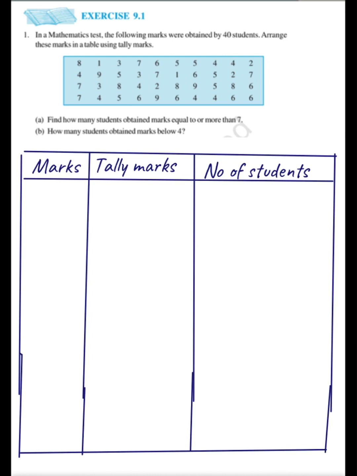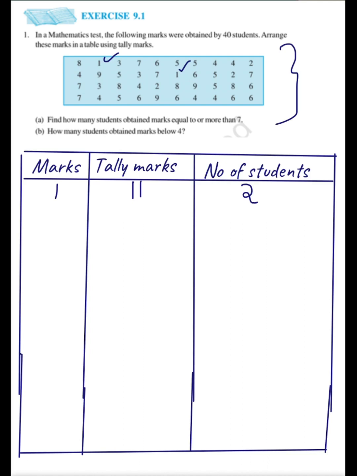Here you can see that marks obtained by different students is 1, 2, 3 up to 9 marks they have got. So let's write the first one as 1 and see how many students got 1 marks. Here in this you can see 1, 2. Only 2 times 1 is there. So number of students who got marks 1 is 2. And how will you draw the tally marks? 1, 2 in this way.